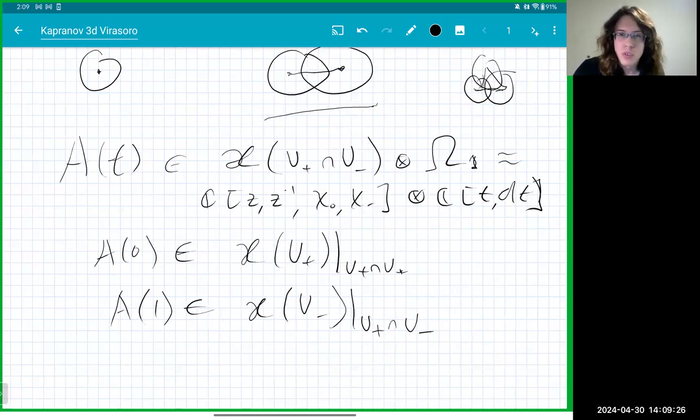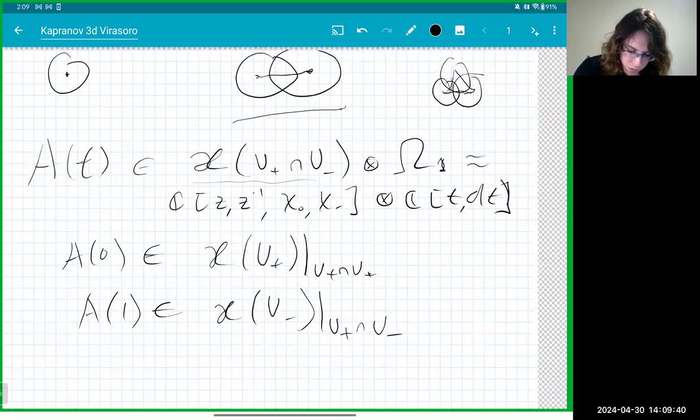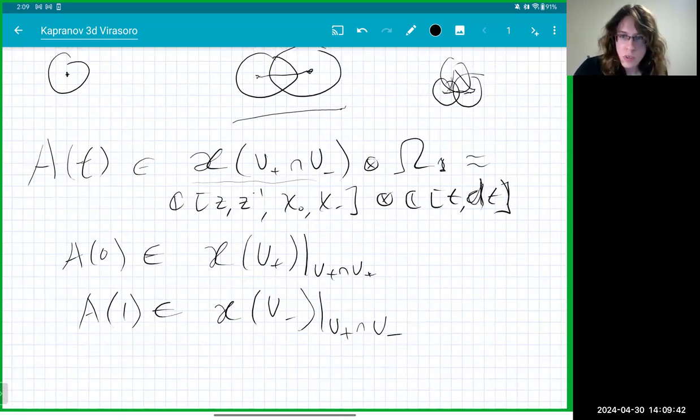A differential form on an interval, which has values in kappa on intersections, which restricts to something inside U plus and U minus on the boundaries. Yeah, that's what it is. And now we have a natural DG algebra structure, which is basically the de Rham differential of those forms. And the bracket is just taken from here, which we had, the Poisson-Jacobi bracket. So that's now the full algebra.